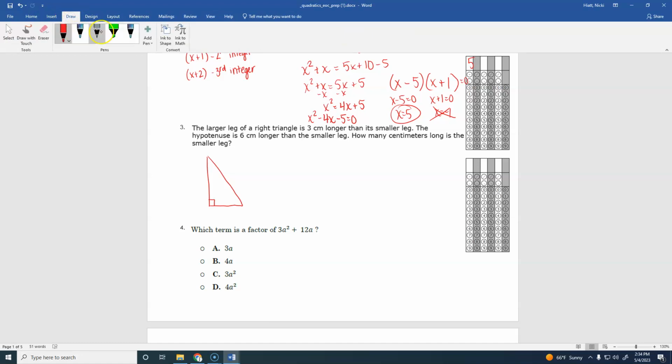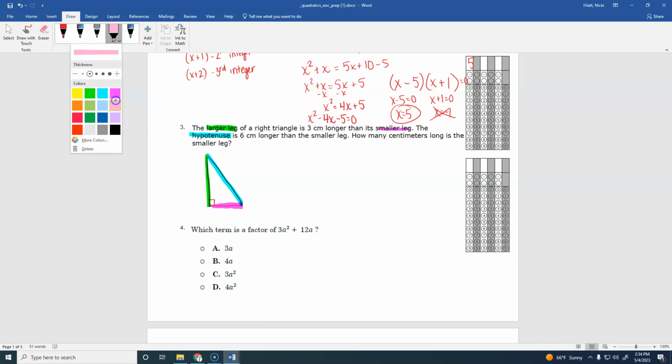Notice it says right here, the larger leg of the right triangle, that's this side right here, is 3 centimeters longer than the smaller leg right here. Then we've got the hypotenuse right here, which is 6 centimeters longer than the smaller leg. So both of these are talking about their relationship to the smaller leg.